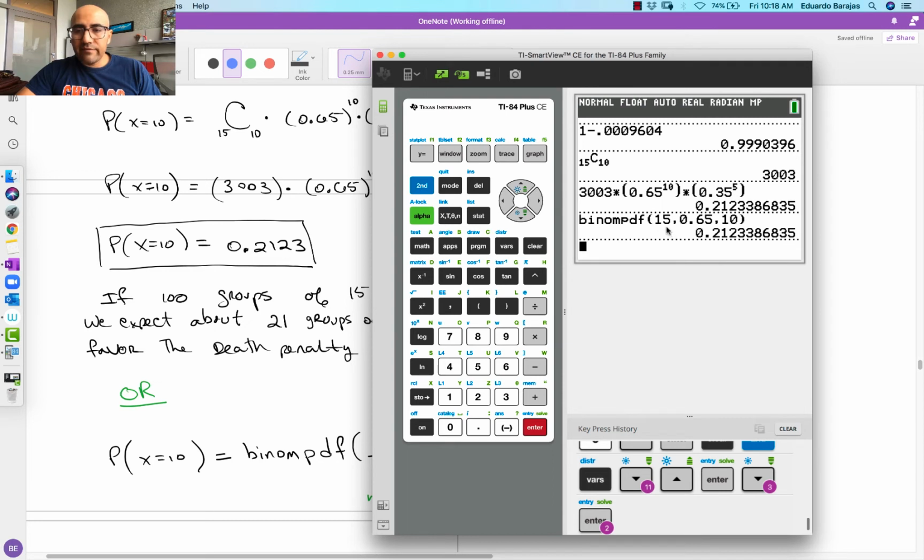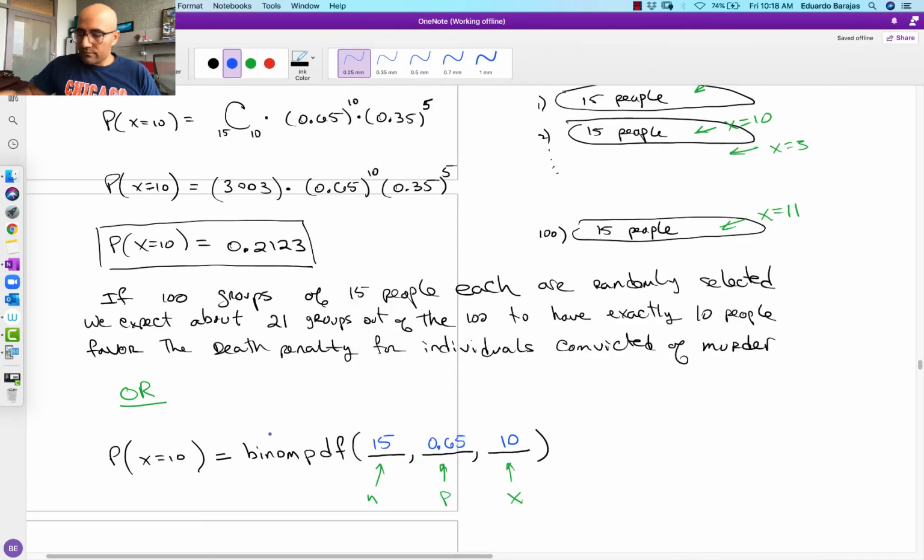Binom PDF 15, 0.65, 10 is the same thing as the value we get from our formula over here, right? 0.2123. Much easier, right? Faster and easier. So this gives you the same result, 0.2123, right? Same.